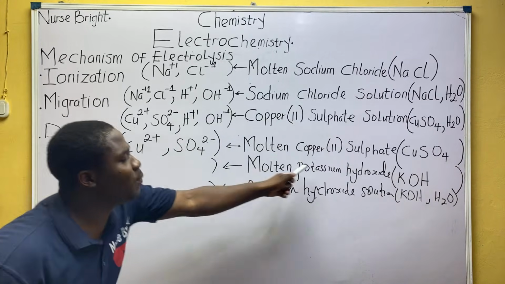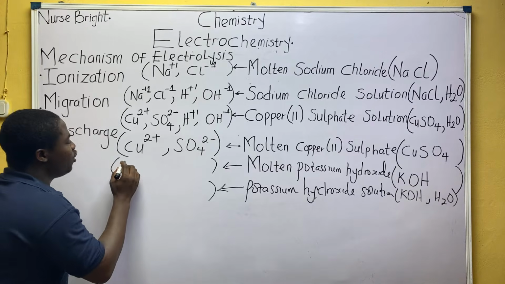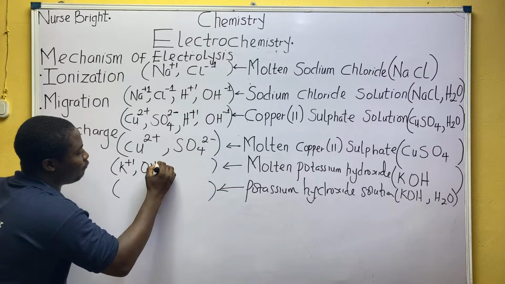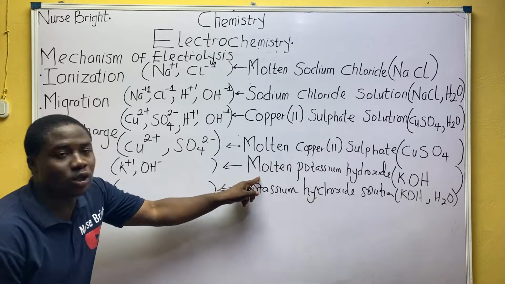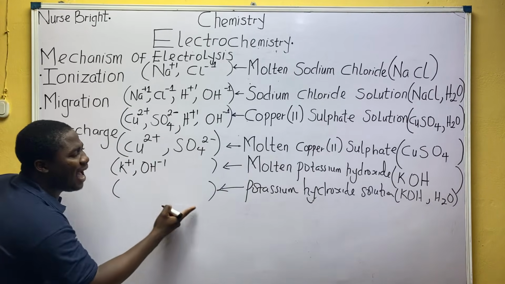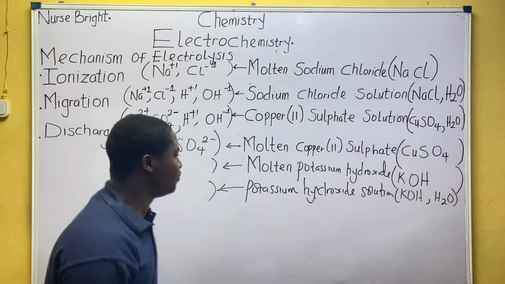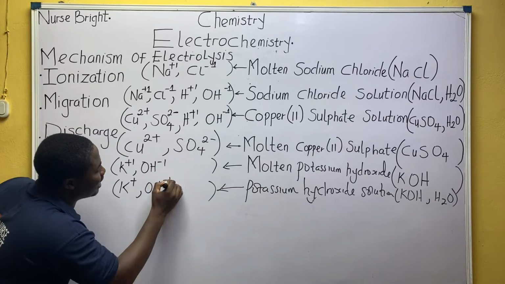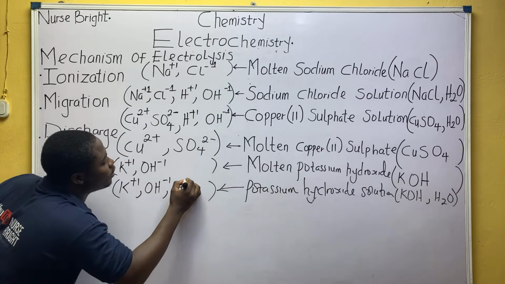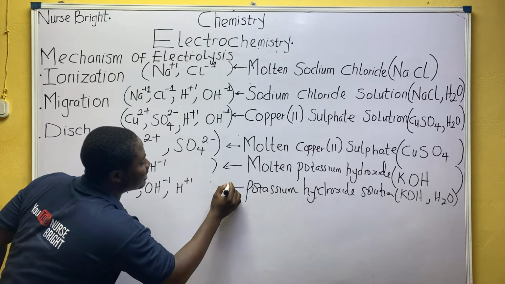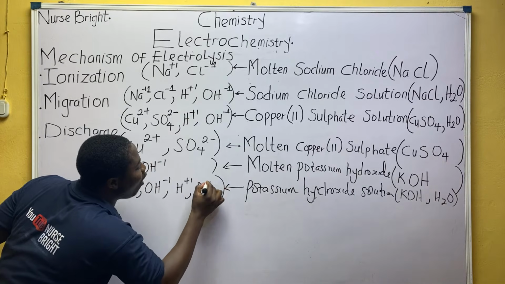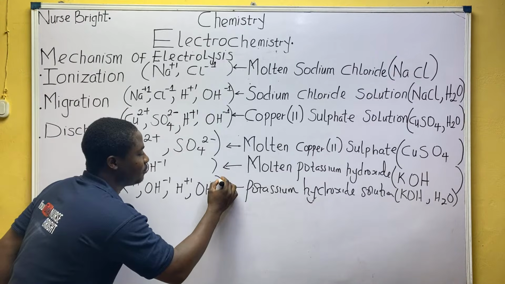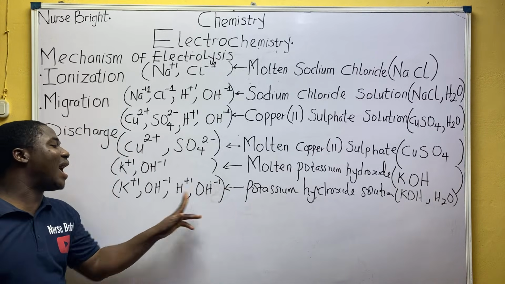Listen. Molten potassium hydroxide is KOH now. So it actually is K plus 1 combined with OH minus 1 for sure. And that is it for molten. But for this potassium hydroxide solution, it is not just K plus 1, comma, OH minus 1. Hope you know how these are gotten. Now it's going to be H plus 1 and OH minus 1. Class, don't do this. Are you not seeing that you have identical ions?